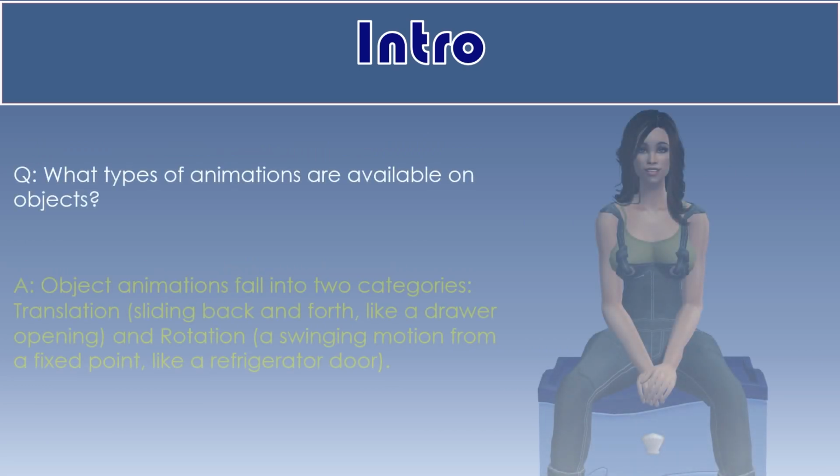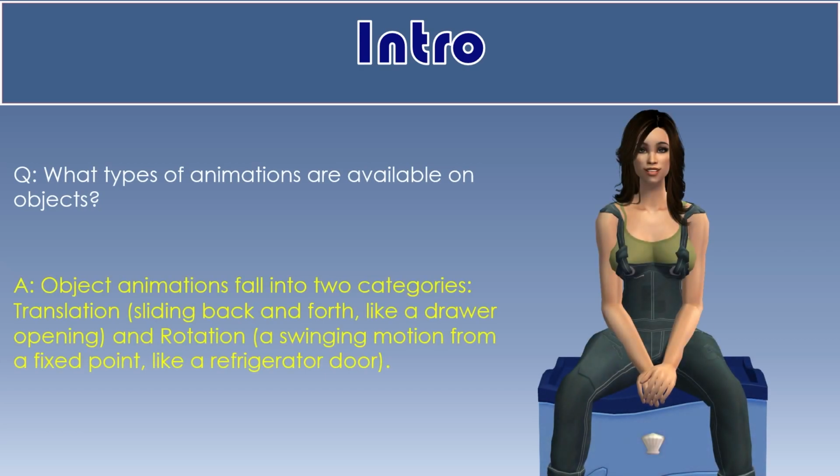What types of animations are available on objects? Object animation falls into two categories. Translation, that's a sliding back and forth motion. So if you imagine one of the counter drawers that slide out and slide back in, and then you have rotation, which is a swinging motion from a fixed point, like a refrigerator door, or like the tailgate on a truck.